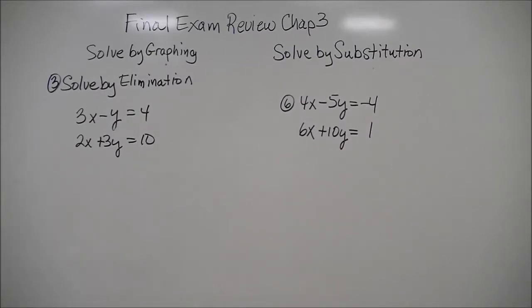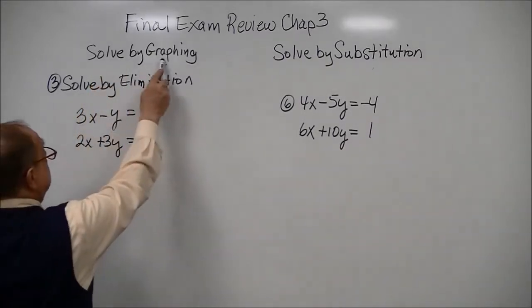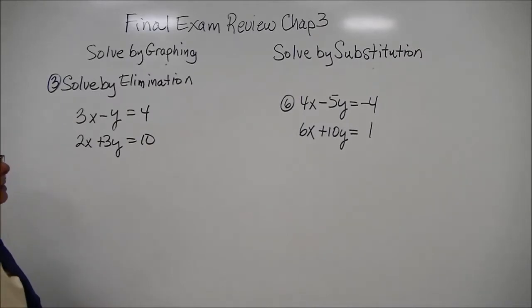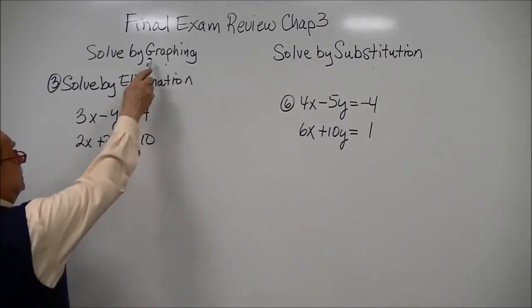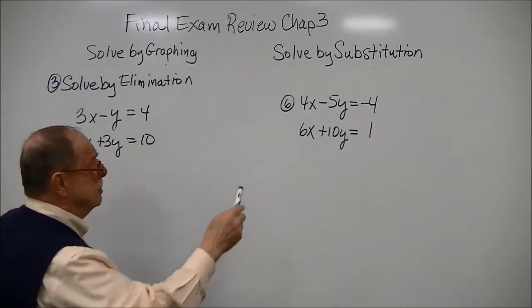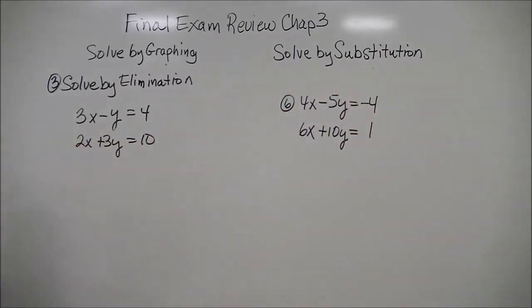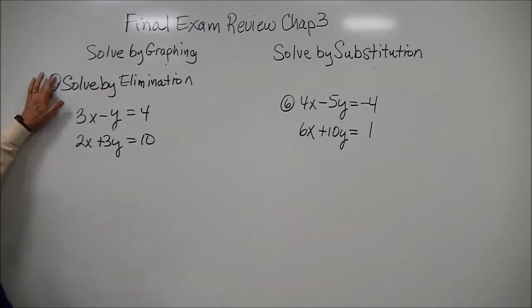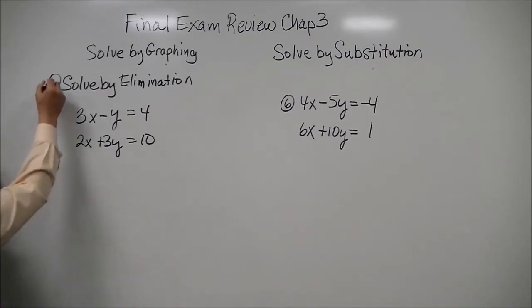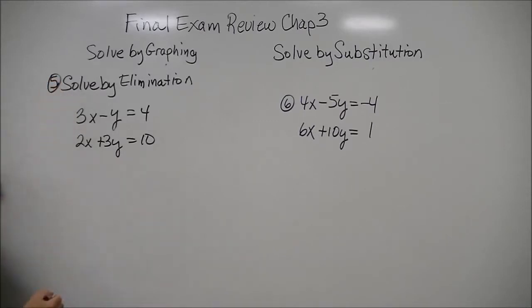Now, what I did is I left out one of the methods for solving systems of linear equations. One was by graphing. Another method was by substitution, and we've illustrated those. But another method that's very good is by elimination. So actually, this is example number 5. It's the third method, but example 5 on this paper that I'm using.